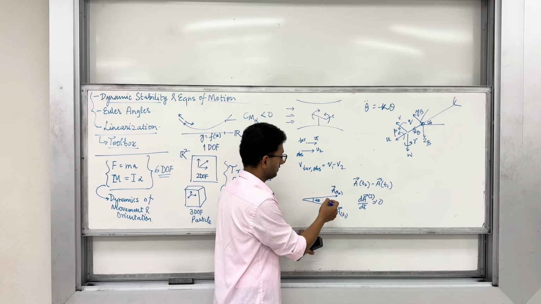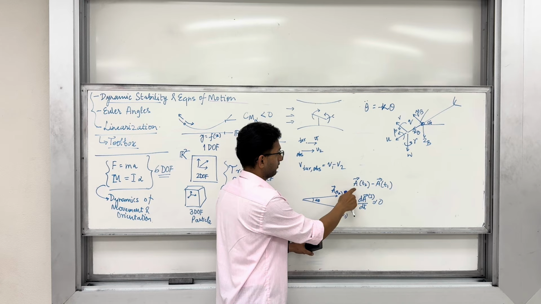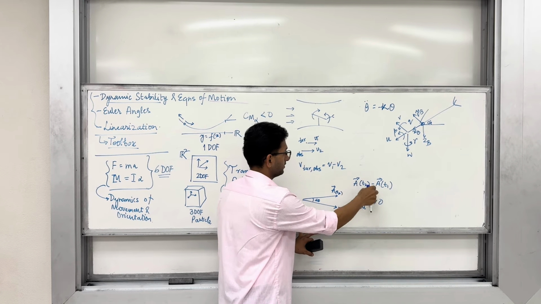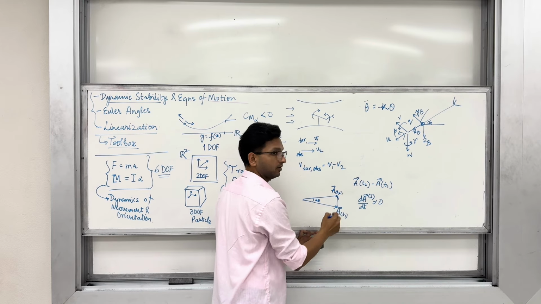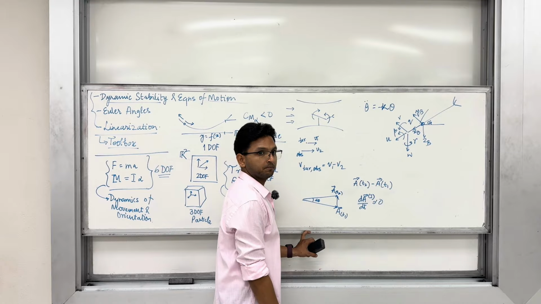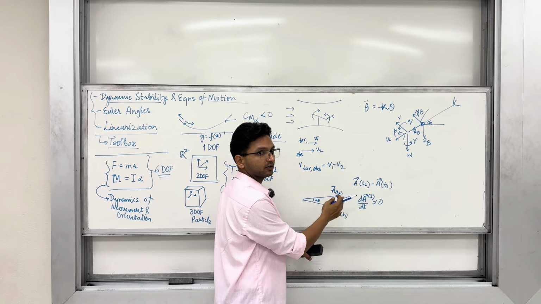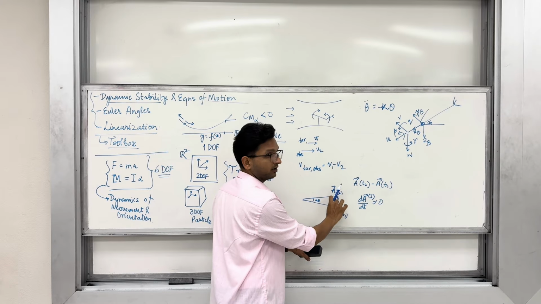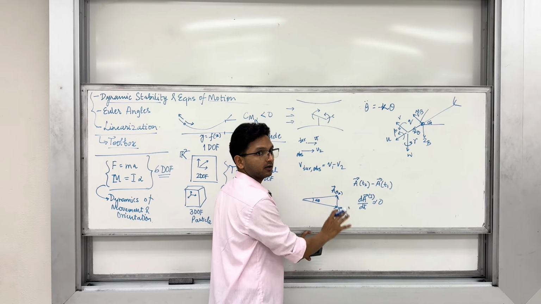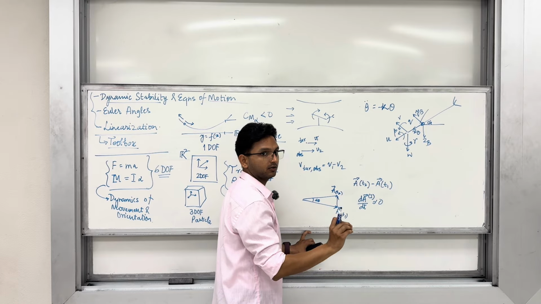The change is simply, we want this vector minus this vector, which is going to be this vector. And this vector is almost perpendicular to A. If you keep on reducing d theta, this vector will become perpendicular to A in the limit that d theta goes to 0.